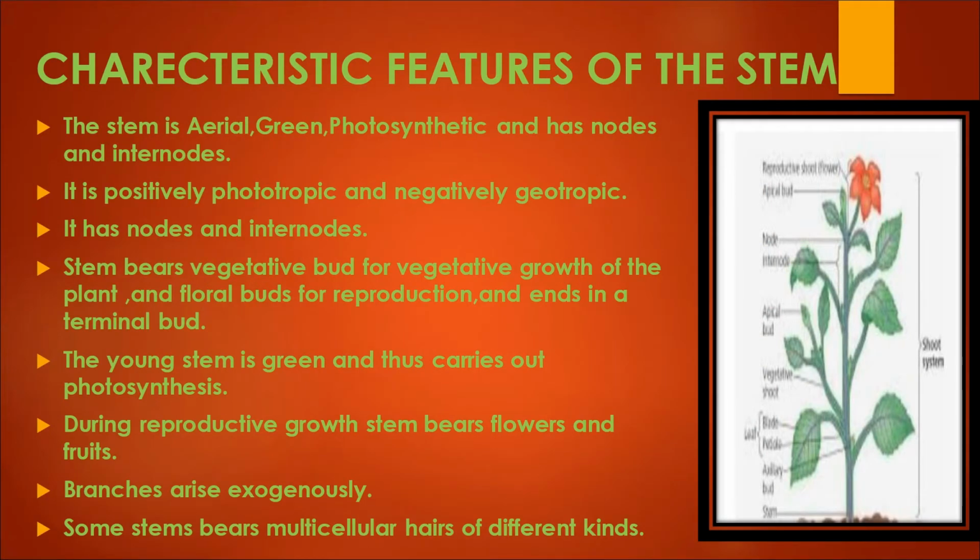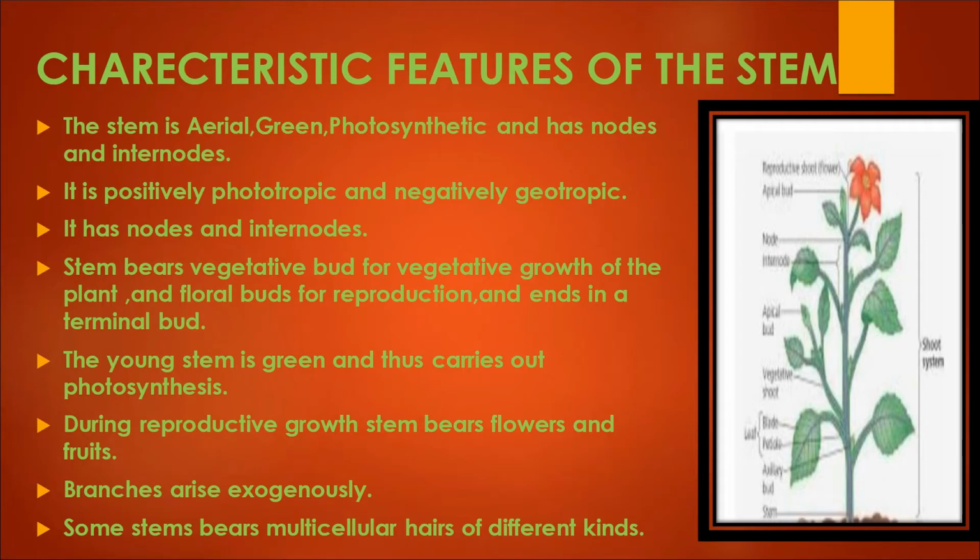What are the characteristic features of a stem? The stem is aerial, above the ground, green in color and photosynthetic. It engages itself in photosynthesis, and it has nodes and internodes. It is positively phototropic and negatively geotropic. It grows towards the sunlight, so it is positively phototropic, and grows away from gravity, so it is negatively geotropic.